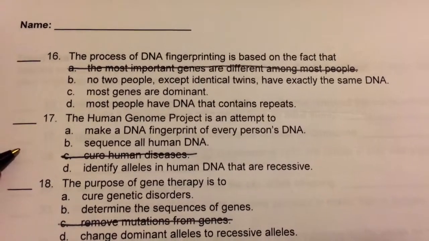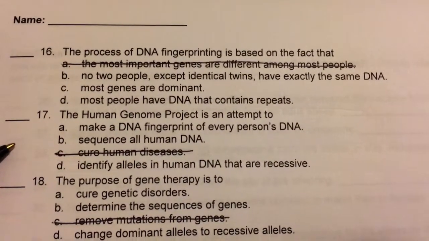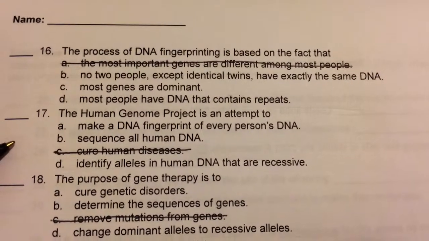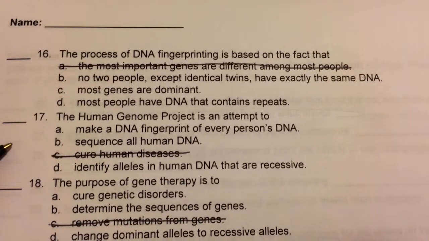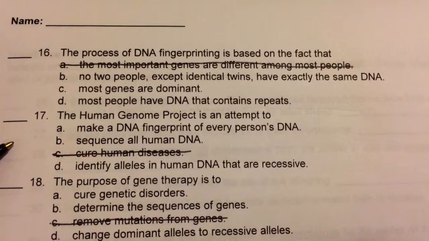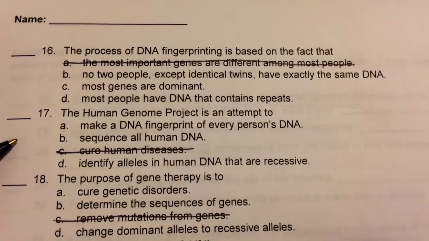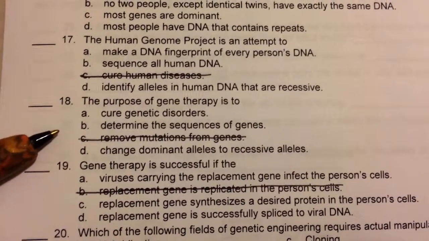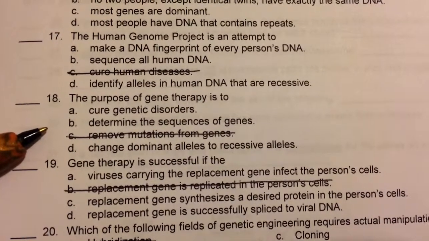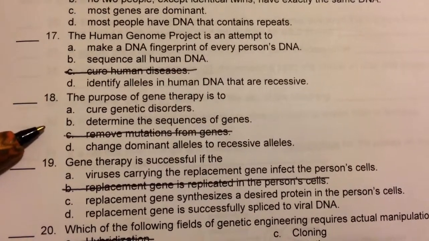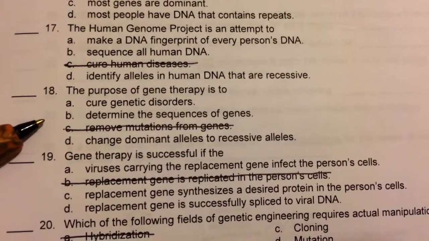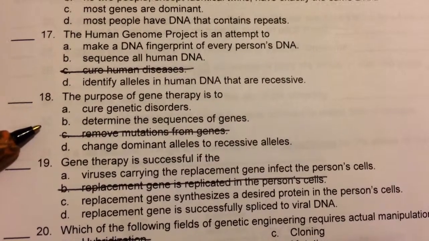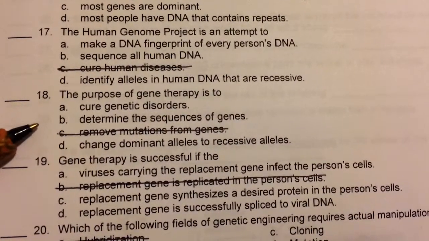Number 17. The Human Genome Project is an attempt to A, make a DNA fingerprint of every person's DNA, B, sequence all human DNA, or D, identify alleles in human DNA that are recessive. Number 18. The purpose of gene therapy is to A, cure genetic disorders, B, determine the sequences of genes, or D, change dominant alleles into recessive alleles.